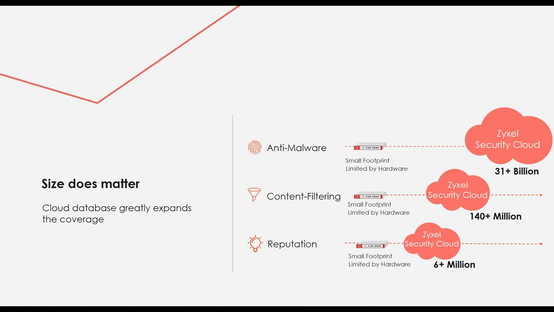So size of the device, or the solution perhaps would be the better way of explaining it, does matter. So although these are relatively small physically sized devices, by leveraging the Zyxel security cloud in real time, clearly the scope and scale of securing your network expands, you know, exponentially. So the anti-malware, so that's viruses scanning, content filtering, so that's blocking out things like, say, executable attachments or zip files with dodgy content inside it. And obviously, as we also said, with reputation, you can have a massive increase in the scale of the solution.